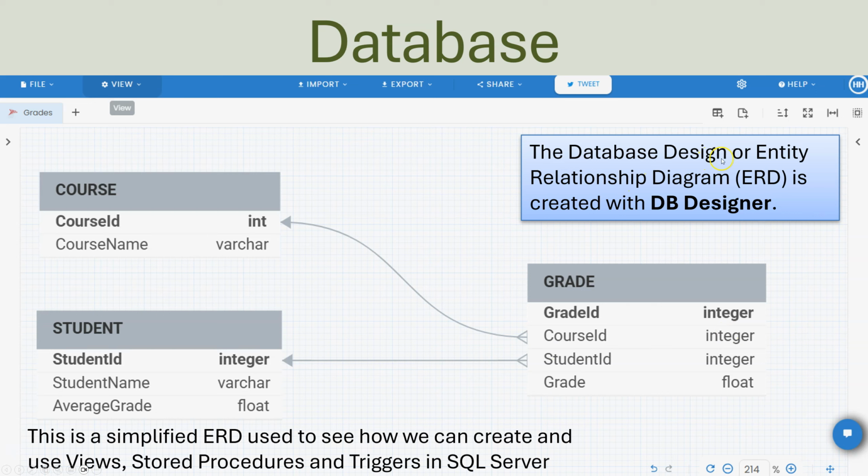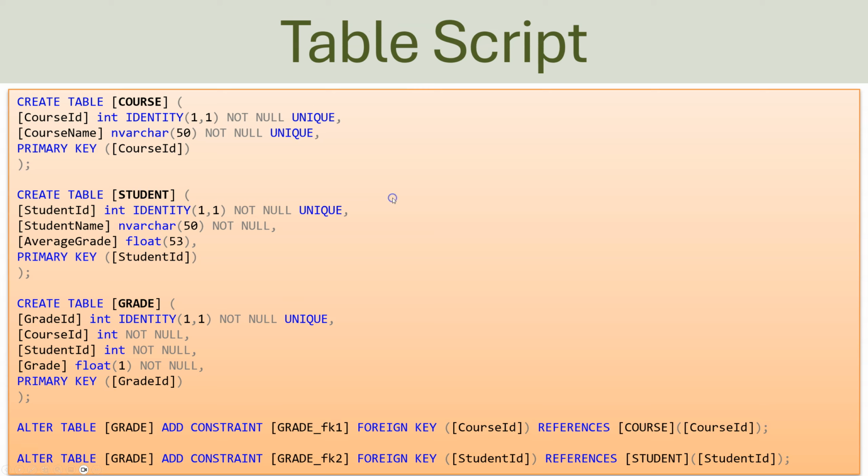This so-called entity relationship diagram is created with a software called DB Designer. It's web-based, so basically you just go to the home page of DB Designer, create an account, and then you can create such an entity relationship diagram. And from that tool you can also click on export in order to export the SQL script for these tables, which you can see here.